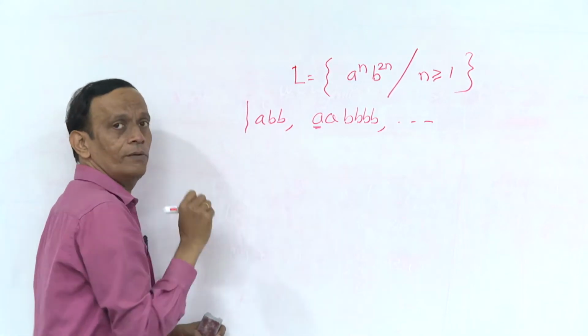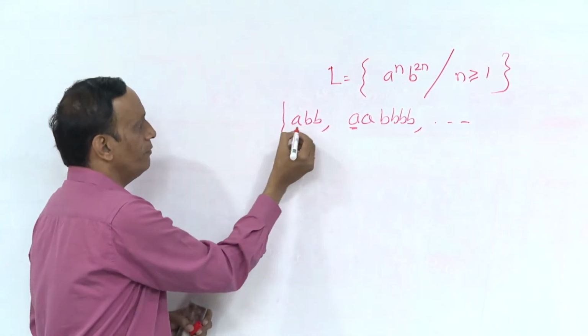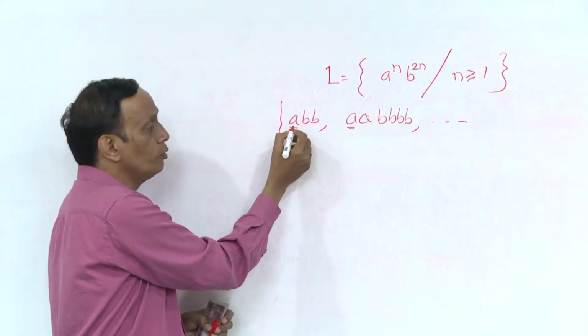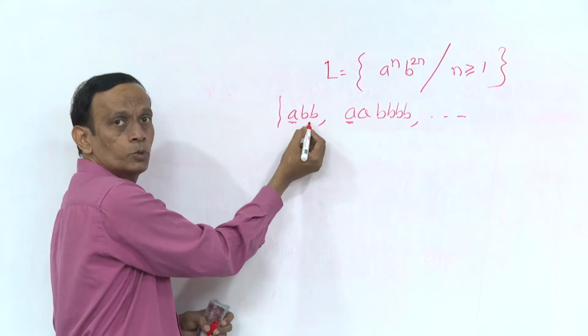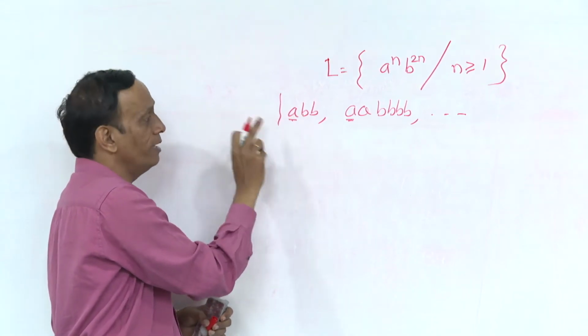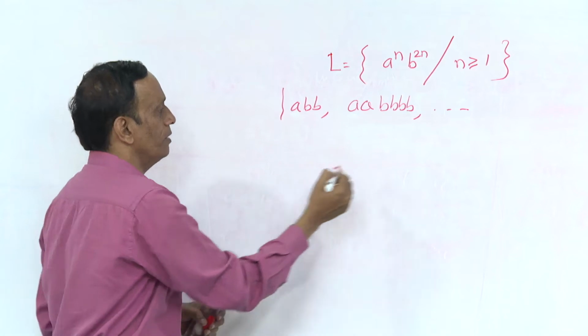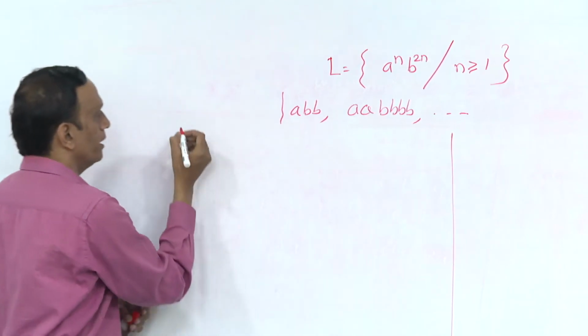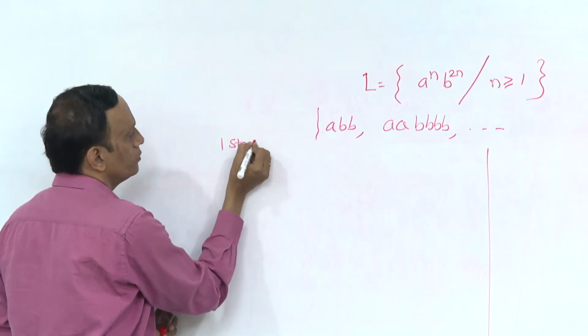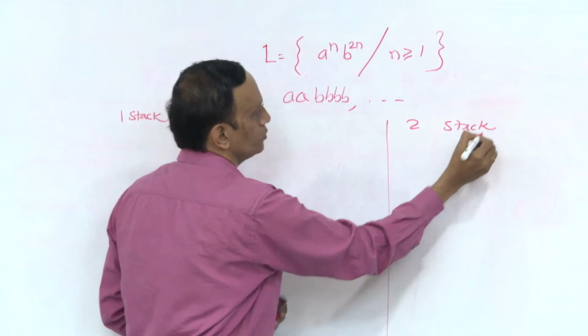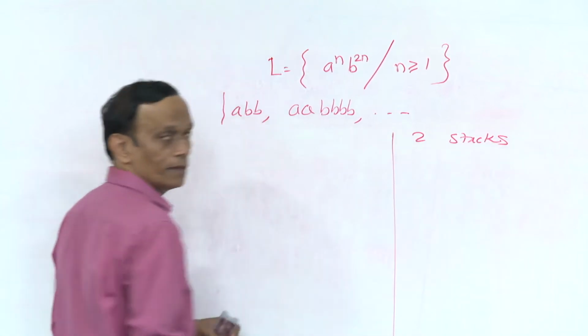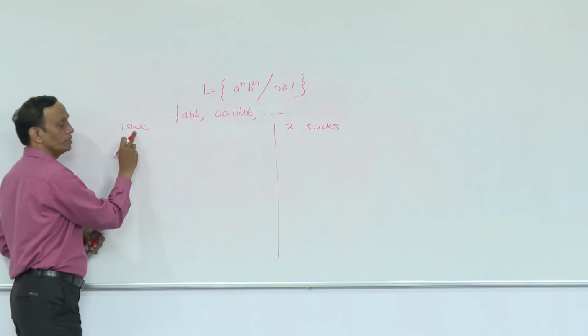Now here, one particular case is that if we have 1 a, we will be pushing only 1, but while popping, we cannot pop 2 because we already pushed only 1. So how to handle this scenario? I will write both cases: one solution using one stack, and the other solution using two stacks. So let us see first using one stack.